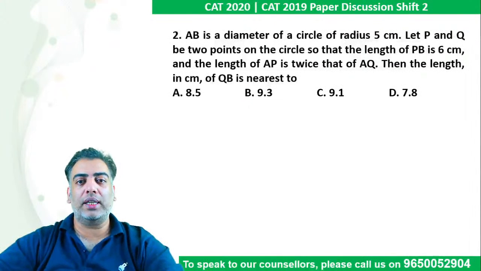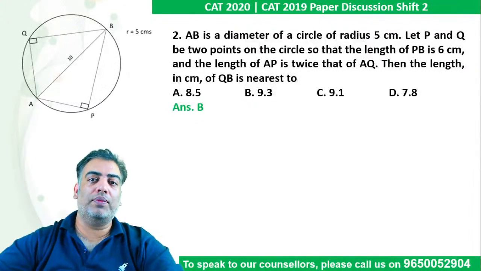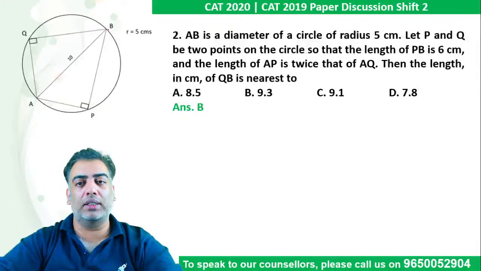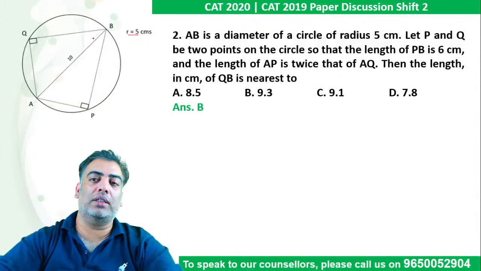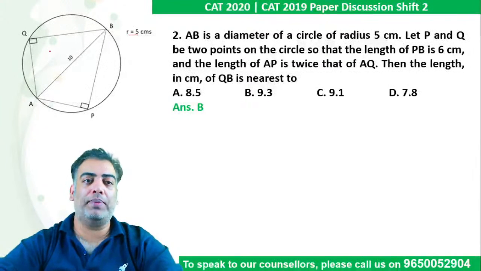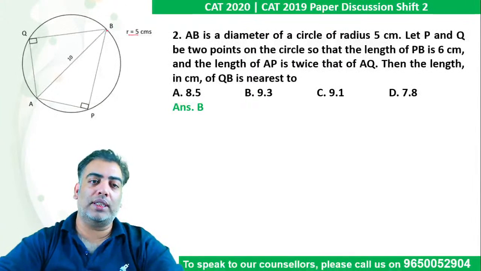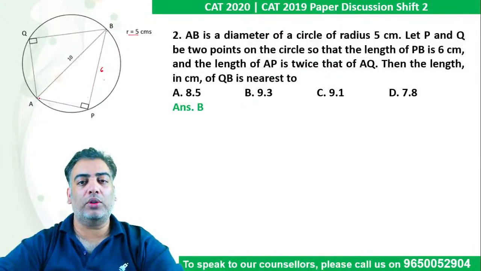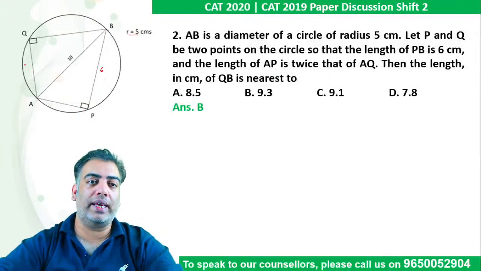So the very first thing in this question was to form the diagram. So diagram will look like this. Given to me is AB is the diameter of a circle of radius 5. So if radius is 5, length of diameter comes out to be 10. P and Q be 2 points on the circle so that the length of PB is 6. Right, so this PB given to me is 6 cm. And the length of AP is twice that of AQ.